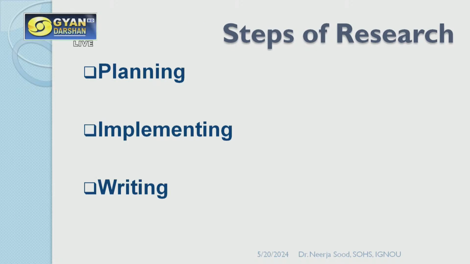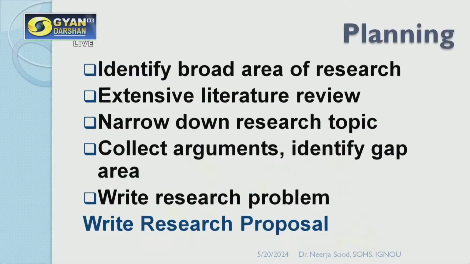What are the steps of research? You plan, then implement, then write. So the research proposal is a part of planning. Planning means identifying the broad area, extensive literature review, narrowing down the research topic, collecting arguments, identifying the gap area, writing a research problem, and then you write a research proposal. So writing a research proposal is a part of planning.